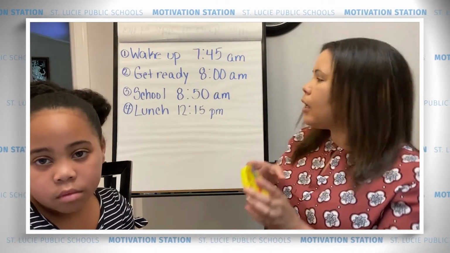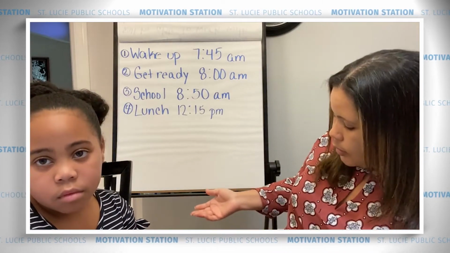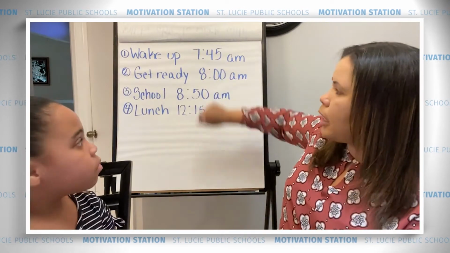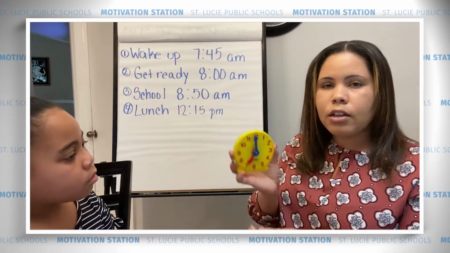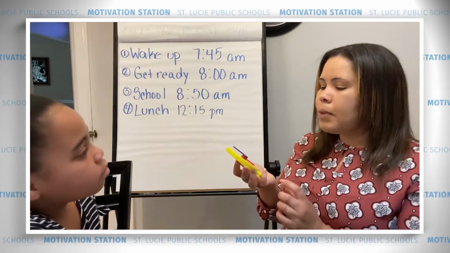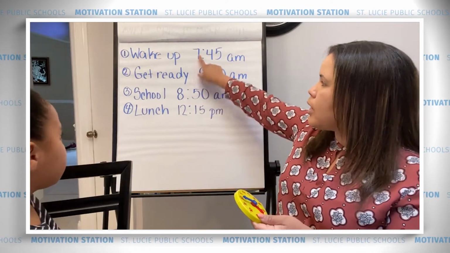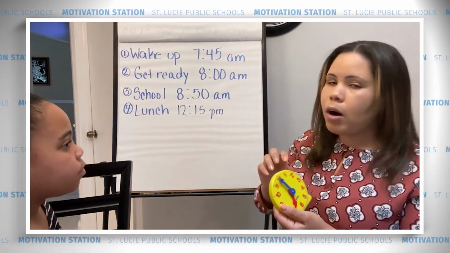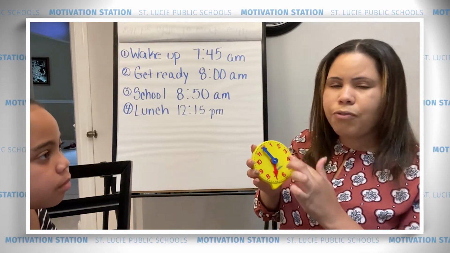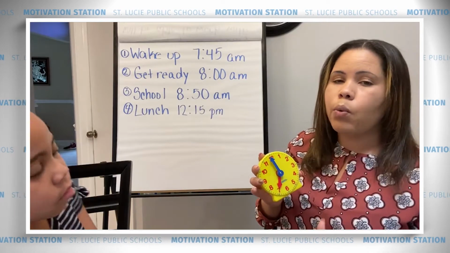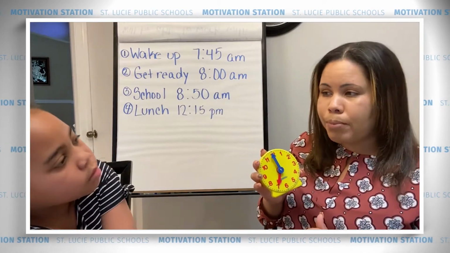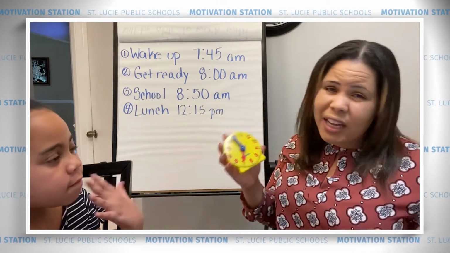If we take, let's say, her wake-up time, for example, 7:45, what should that look like on our analog clock? We know that the hour is 7, and remember our minute hand, there's no 45 on our clock that we can see, but we can count by 2s, 10s, 1s.